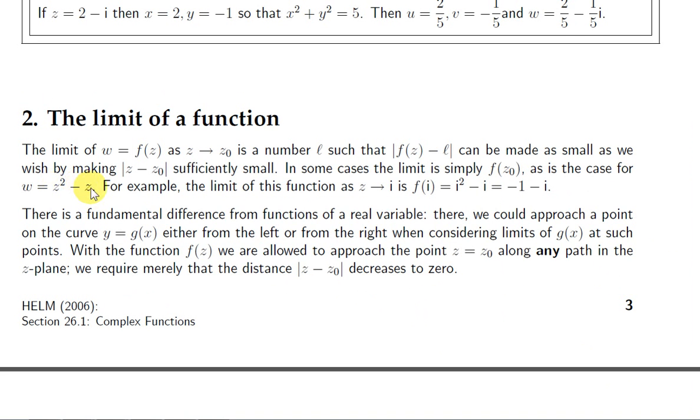So if we want the limit of this function as z approaches i, we just calculate f of i. So here z0 is equal to i, and f of z0 is f of i, so we just plug i in for z. So we have i squared minus i, it's minus 1 minus i.